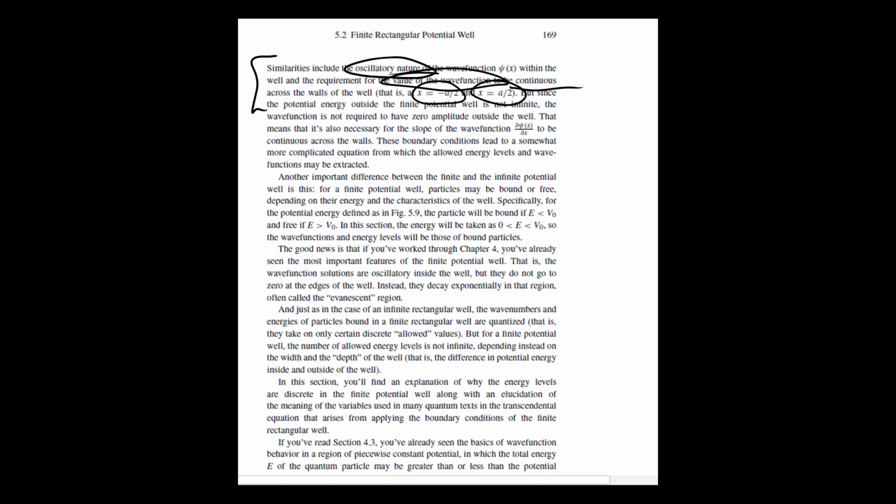However, there are some differences. As I said, the wave function will not be required to have zero amplitude outside the well, and in this case we're going to enforce the boundary condition that the slope must be continuous across the walls. So given that we've got conditions for continuous psi and continuous partial of psi with respect to x, we're going to get a somewhat more complicated equation in order to calculate our allowed energy levels and the wave functions, but you're going to see how to solve that equation in this section.